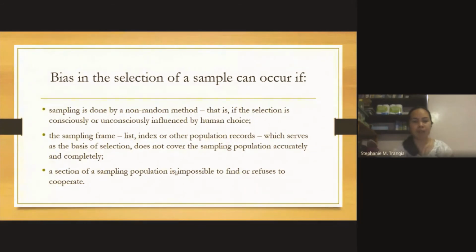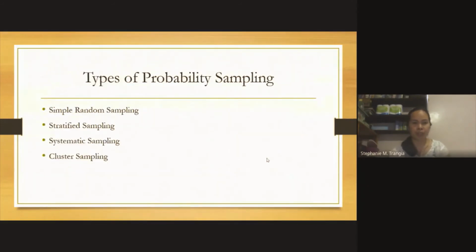Next is the sampling frame, the list, index, or other population records which serve as the basis of selection, which does not cover the sampling population accurately and completely. That causes bias. For example, in Barangay Carmen, the sampling frame covers only 80%. That is still bias. Also, a section of the sampling population is impossible to find or refuses to cooperate. That is also bias.